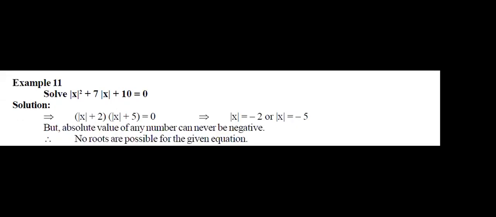Why? Mod is always positive. Yes or no? Tell me. We know that mod of x is always greater than or equal to 0. So positive value plus 10, which is again a positive value. Sum of three positive values, how can it be 0? Tell me. How can the sum of three positive values be 0? Yes or no? Got it? Everyone got this?